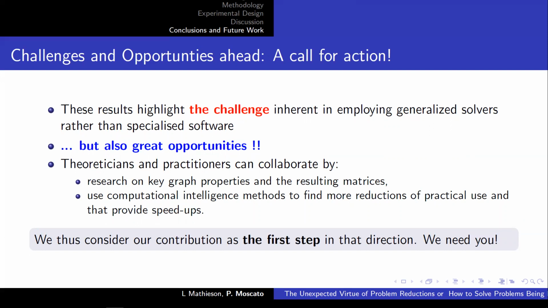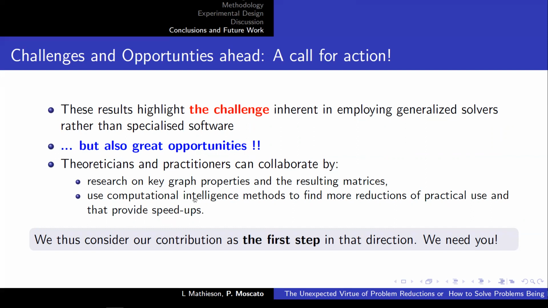And we think that this is an area where both theoreticians and practitioners can collaborate by researching graph properties that can be exploited, and also properties of the resulting matrices that you are creating, for example, in this case, from Hamiltonian Cycle to Traveling Salesman, but in other cases, you have to look at the properties of your original problem and the properties of the instances you are creating for the other problem where you have a solver.